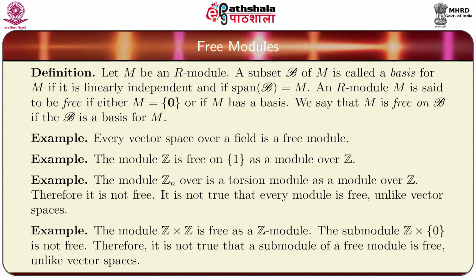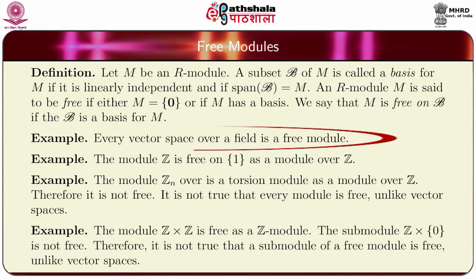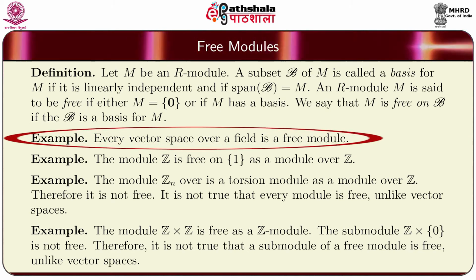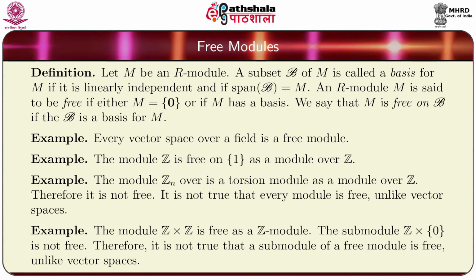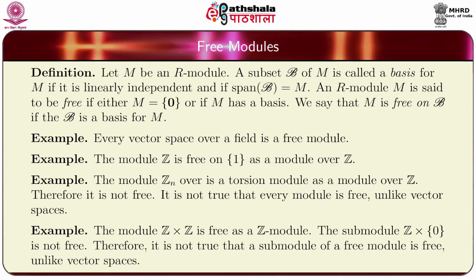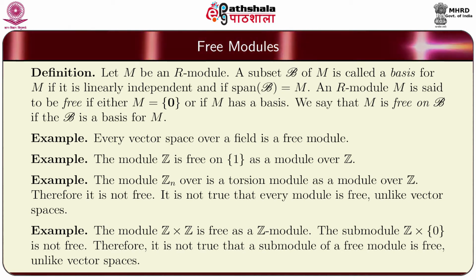Some examples: every vector space over a field is a free module, because we know that every non-trivial vector space has a basis. Next example, the module Z as a Z module is a free module and it is free on singleton 1. That means singleton 1 is a basis for the Z module Z.